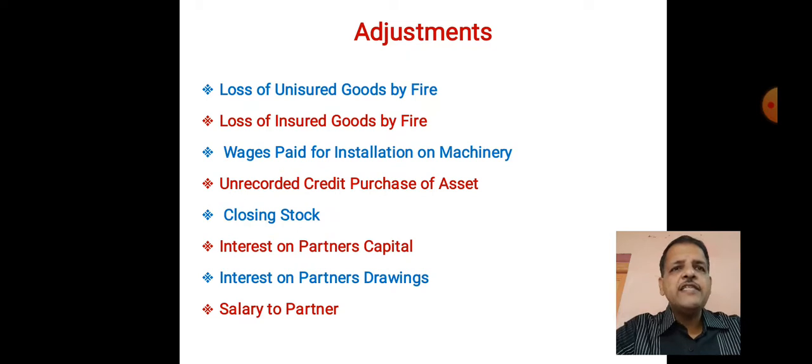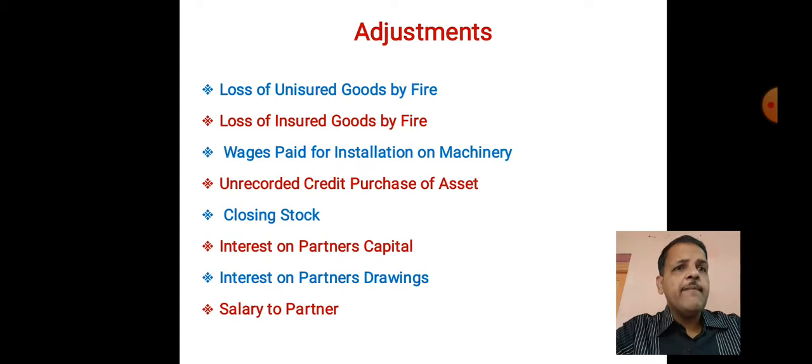Next adjustment is unrecorded credit purchase of asset. Now, when there is unrecorded credit purchase of asset, what we have to do is, if that type of asset is there, then we have to add in that on balance sheet asset. If not there, then we have to write separate item on balance sheet asset side, and whatever is the amount for that, we have to write creditors for name of that asset rupees dash dash on liability side of balance sheet.